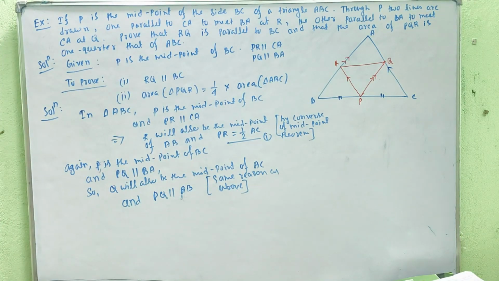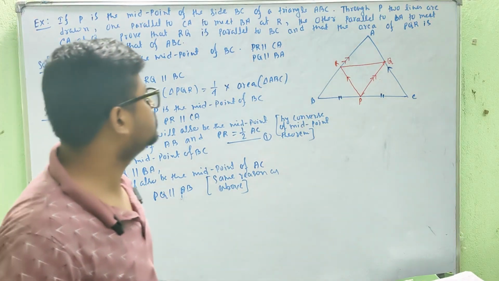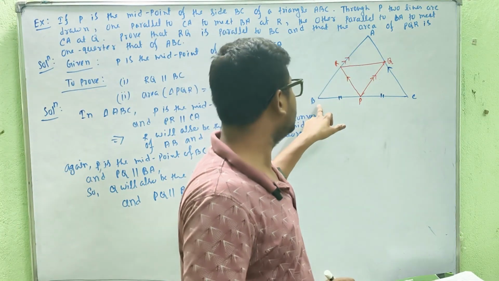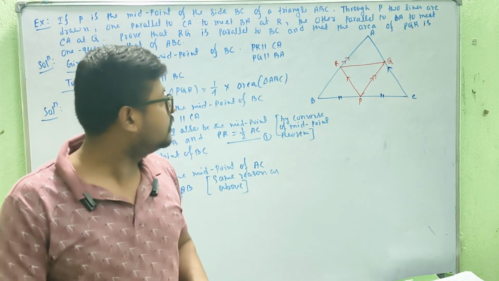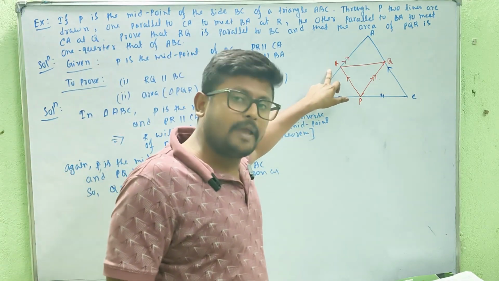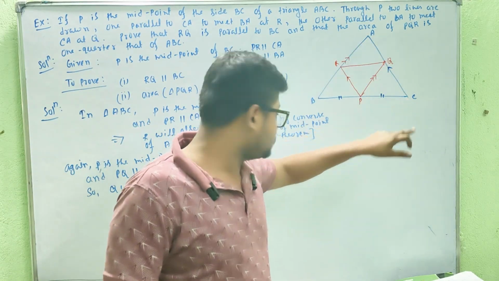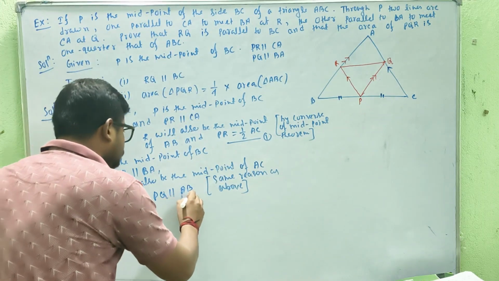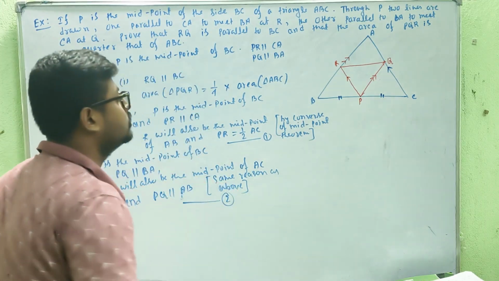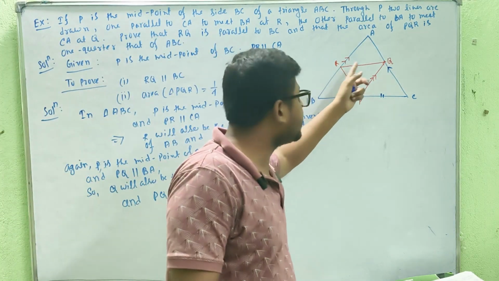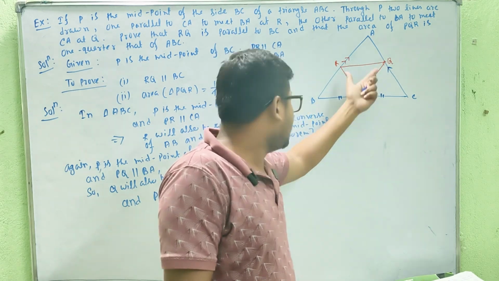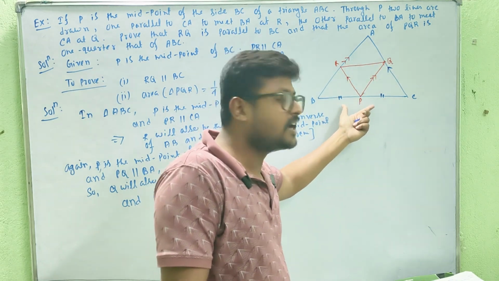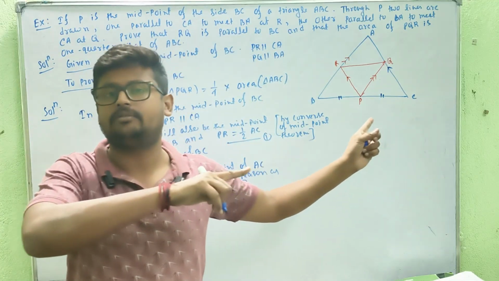Now we get that R is the midpoint of AB and Q is the midpoint of AC. Now apply the midpoint theorem in this case. R is the midpoint of AB and Q is the midpoint of AC by 1 and 2. So if we join these two points R and Q, then RQ will be parallel to the side BC and its length will be half of the side BC by the midpoint theorem. Okay?